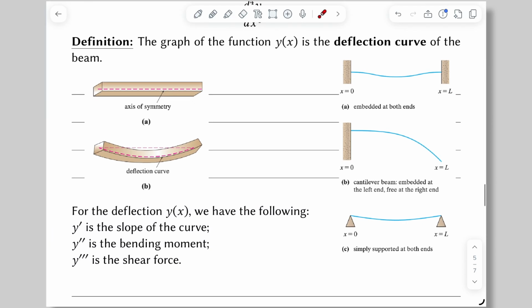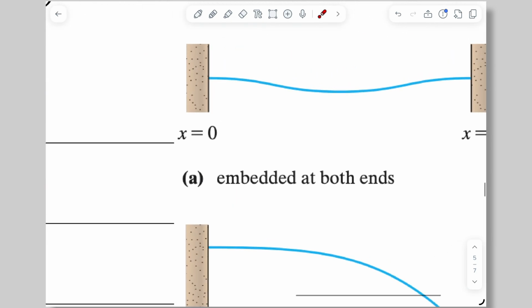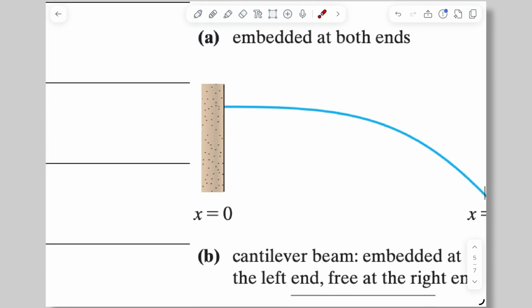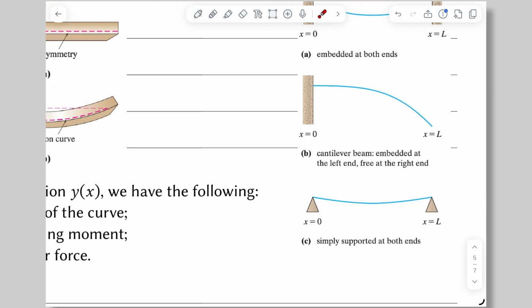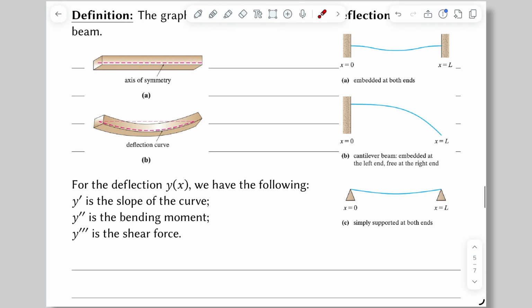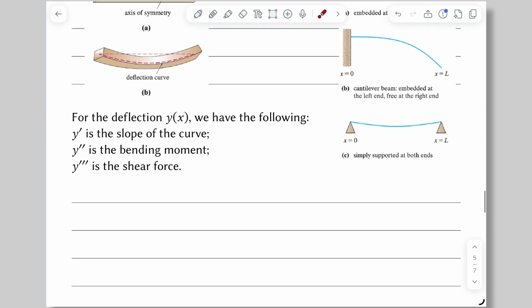For the deflection curve, y prime is the slope of the curve. And we can see when the beam is embedded at both ends, or embedded at one end, I'll just focus on, y prime is equal to 0. If it's embedded here, y prime is 0. And if it's simply supported, y prime is not 0. So these are unique to being embedded. Let's continue. Y double prime is the bending moment. That's the M that we were talking about before.